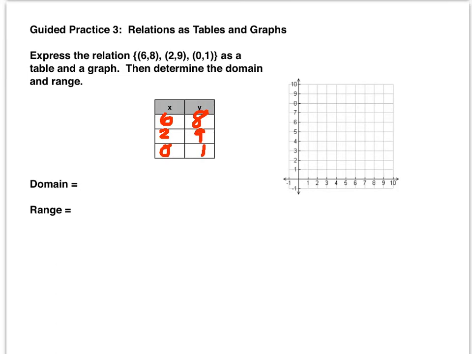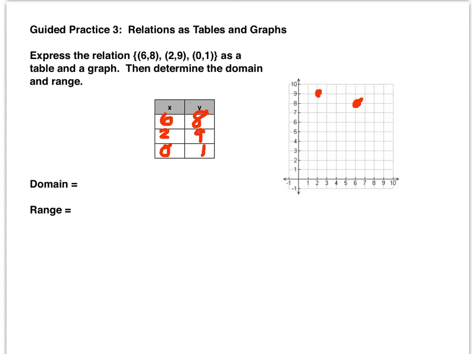Next, we'll graph them. So for 6, 8, we're going to go to the right 6 and up 8 and draw a point on our graph. And it's kind of hard for me to do with this stylus, so it's going to be a little messy. For 2, 9, we'll go to the right 2 and then up 9 and we'll draw a point on our graph.